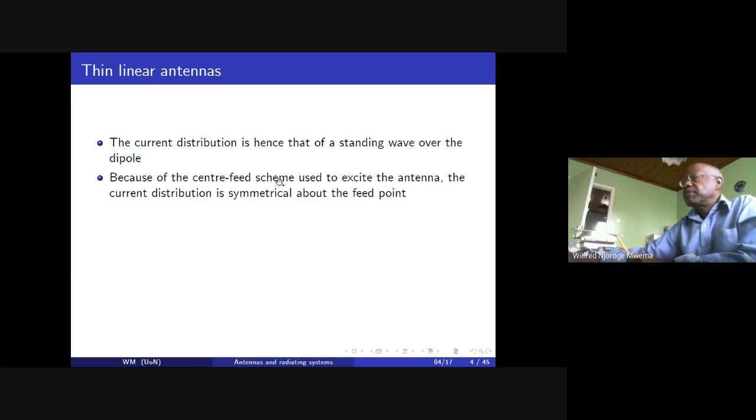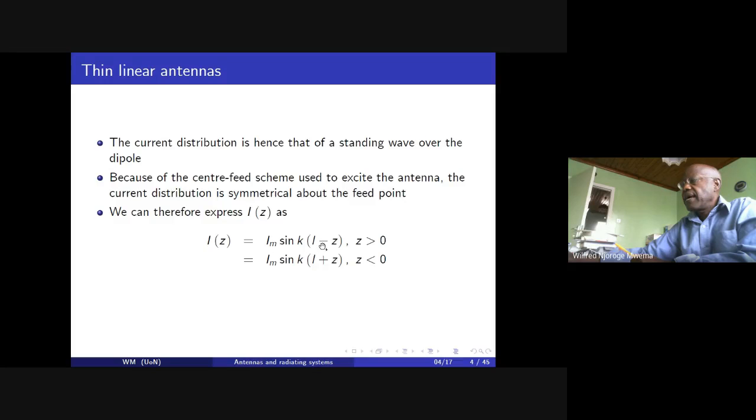And because of the center feed scheme used to excite the antenna, the current distribution must be symmetrical about the feed point. So we can therefore express I(z) as I(z) equal to Im sin k(L minus z) for z greater than 0, and Im sin k(L plus z) for z less than 0. That is, above the feeding point and below the feeding point. And we find that at the ends of the wire, of course, the current will be appropriately described by those equations, because at z equal to minus L, we have 0, and at z equal to L, we have 0 on the other side. And therefore, the current distribution is properly described by that function there.